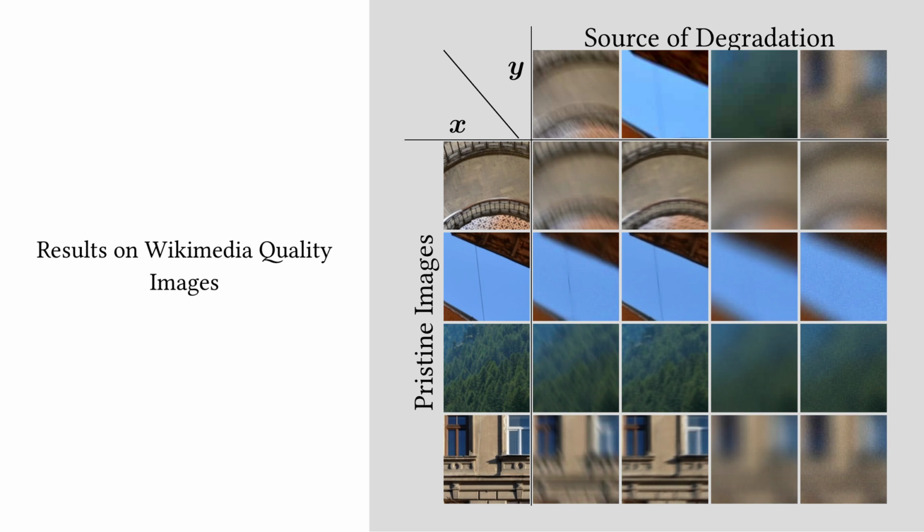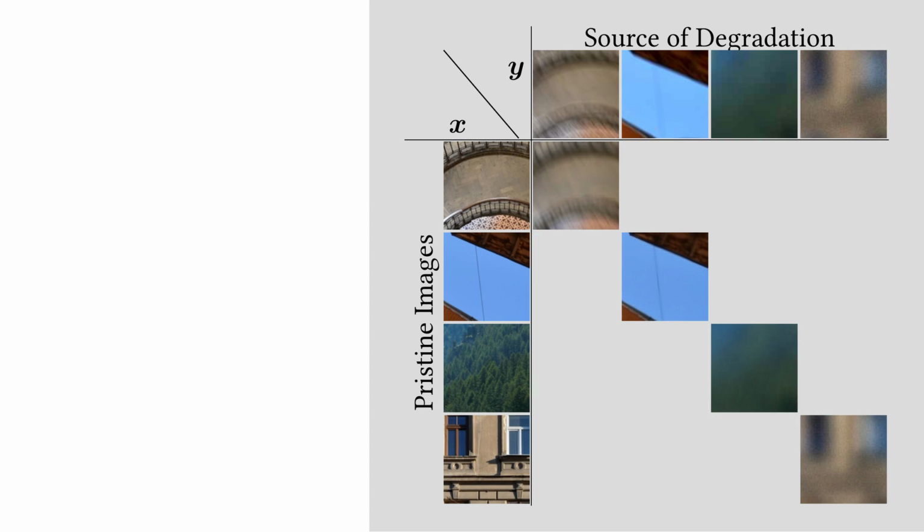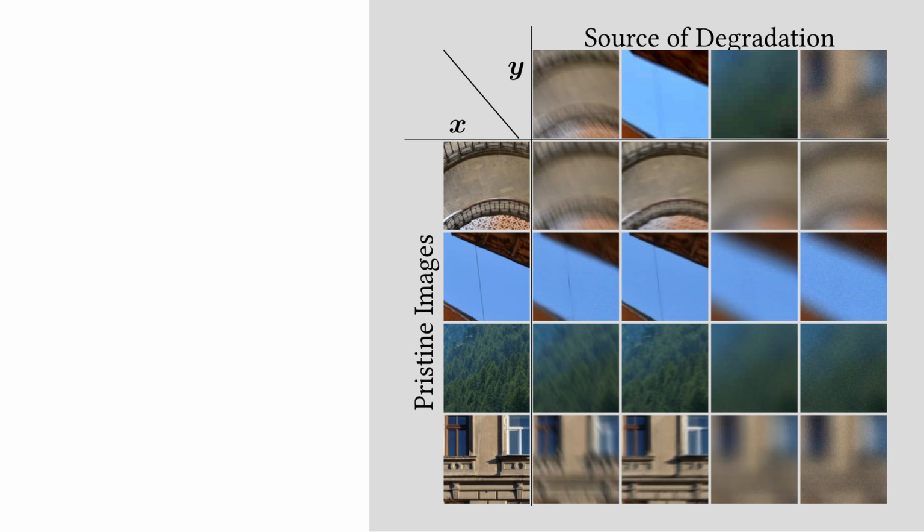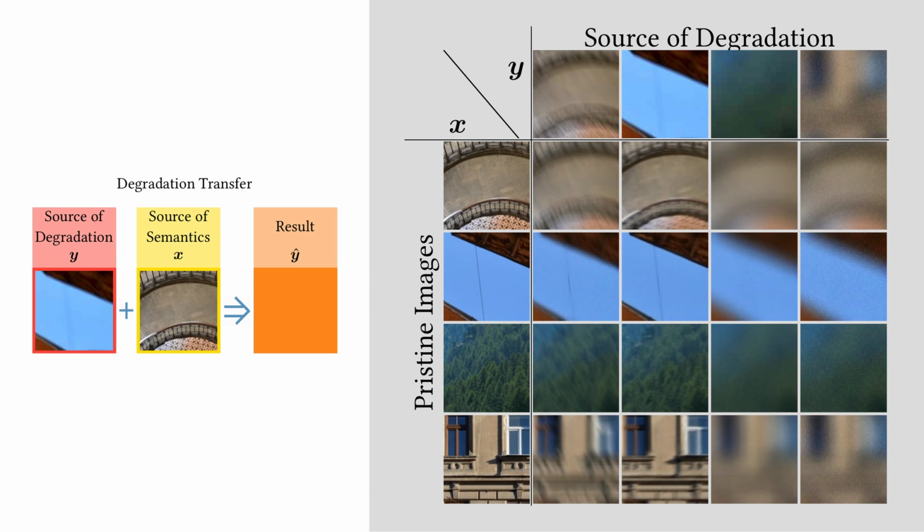These are the test results on the Wikimedia quality image dataset. In this figure, degradation reproduction and transfer are shown. Each diagonal entry indicates the reproduction performance here. We extract degradation from an image and apply it to its clean version. All other entries indicate the transfer performance here. We extract degradation from an image and apply it to an unrelated image. The results on the WQI dataset benchmark our model's generalizability to image content.